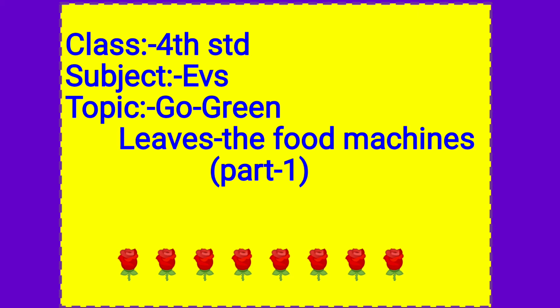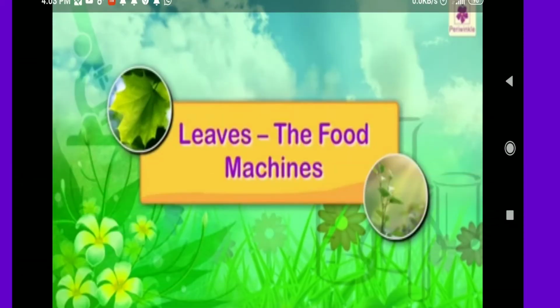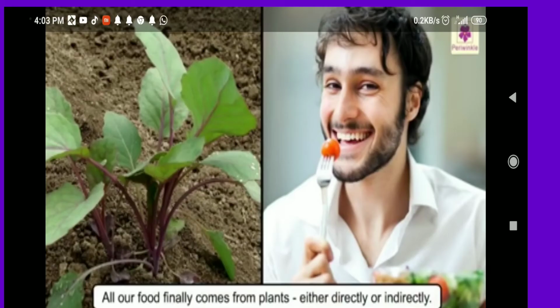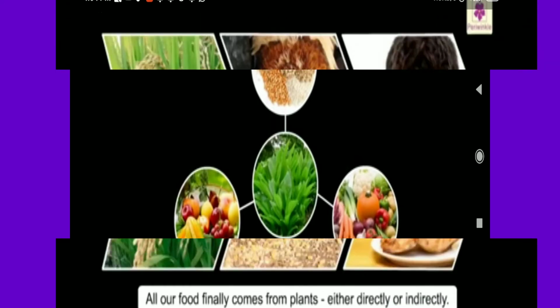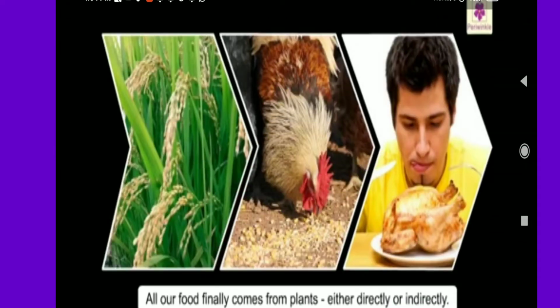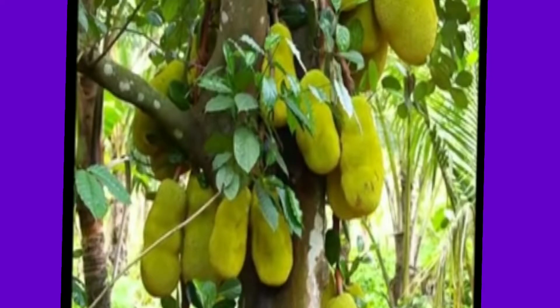Class 4th Standard, subject EVS, topic Go Green: Leaves, the food machines. Unit 1, Science. Children, all our food finally comes from plants, either directly or indirectly. Plants are special. You know why? Because they do not have to look for food as they make their own food.